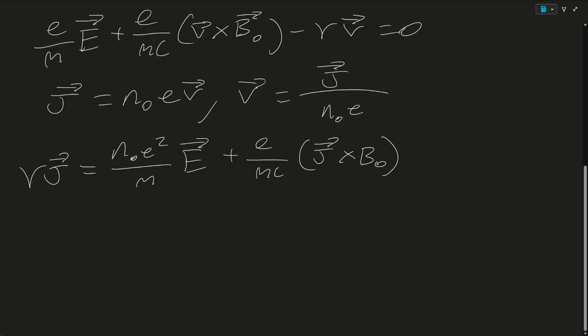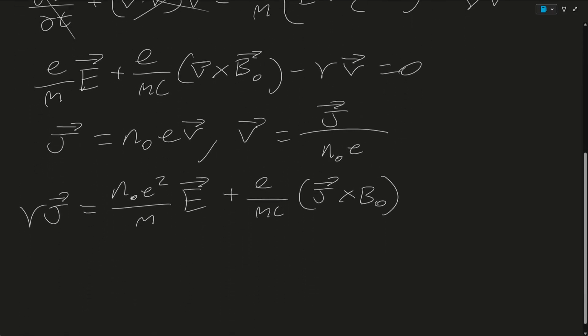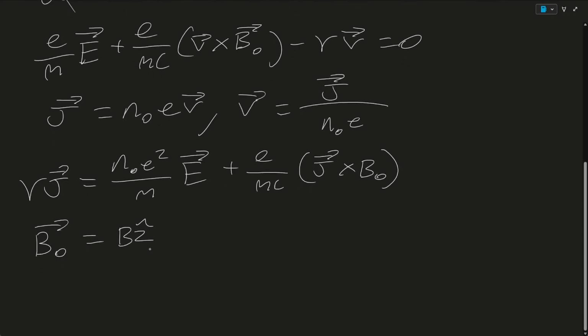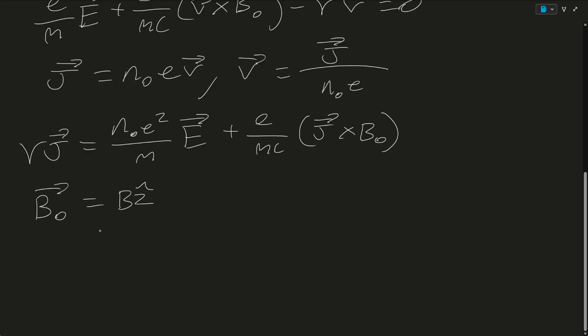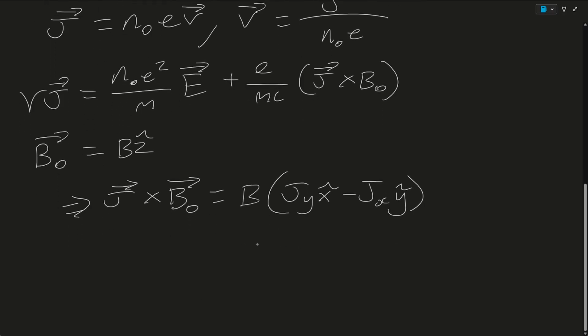Now we're told that the z-axis is aligned with B, but we need to do this for B naught, so we can align it such that B naught is B z hat, and so we can take this cross product J cross B naught to be B, J_y x hat minus J_x y hat. Neither of which will be in our z direction.